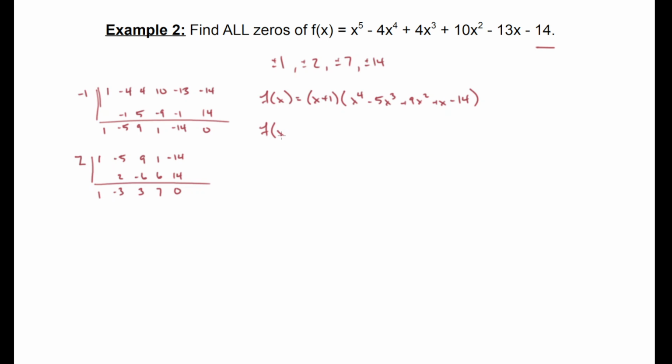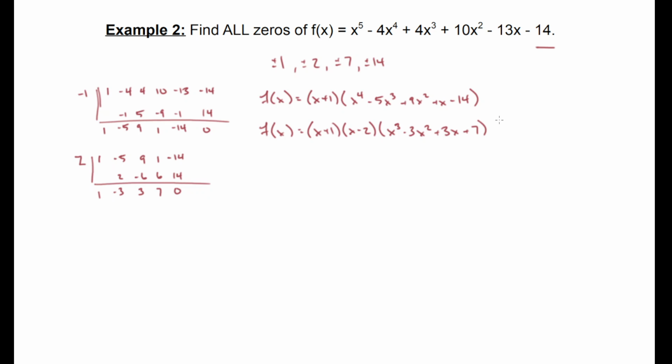So f of x equals x plus 1 times x minus 2. And then what's left over is, okay, so let's do this right, constant, linear, 2 and 3. So x to the third minus 3x squared plus 3x plus 7. Okay, great. So now I'm getting really close.